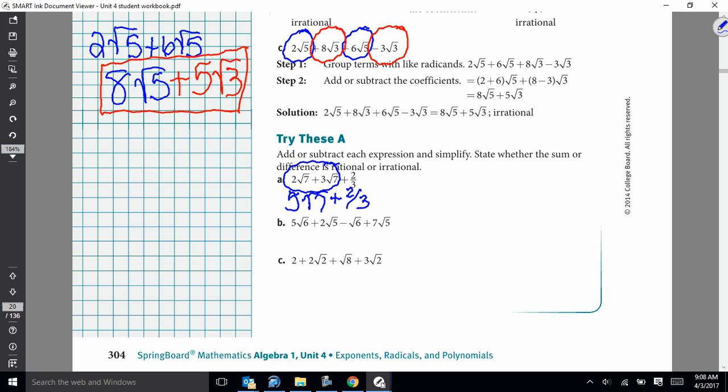Because this is 5 times the square root of 7 plus 2/3. And remember, to add fractions, the denominators have to be the same.